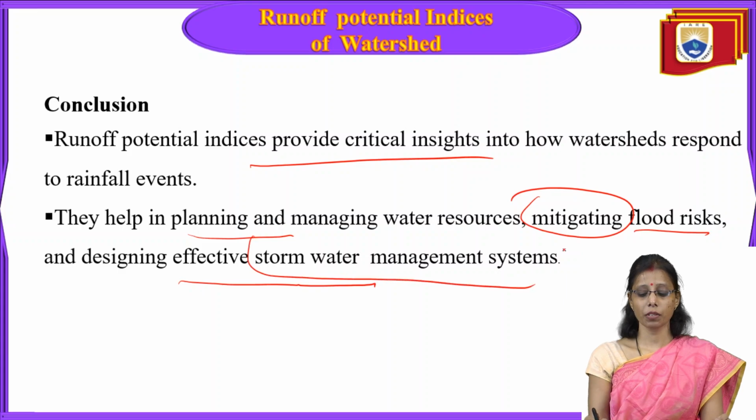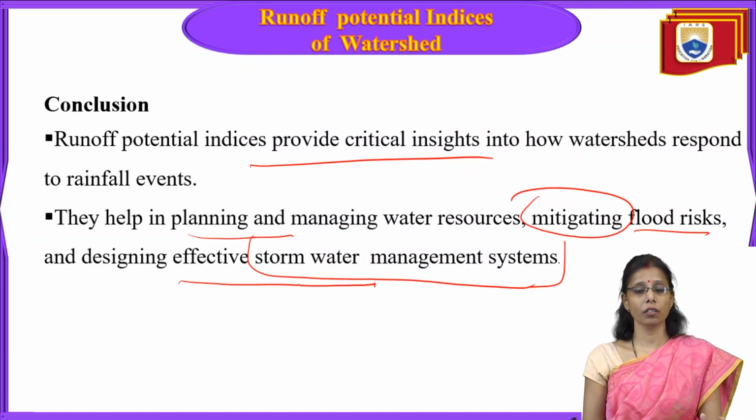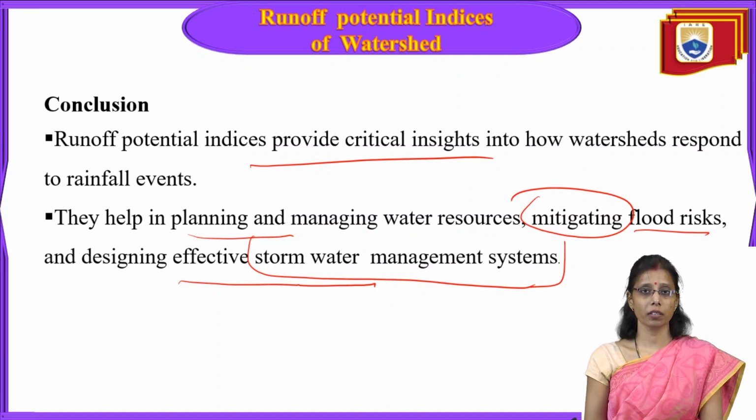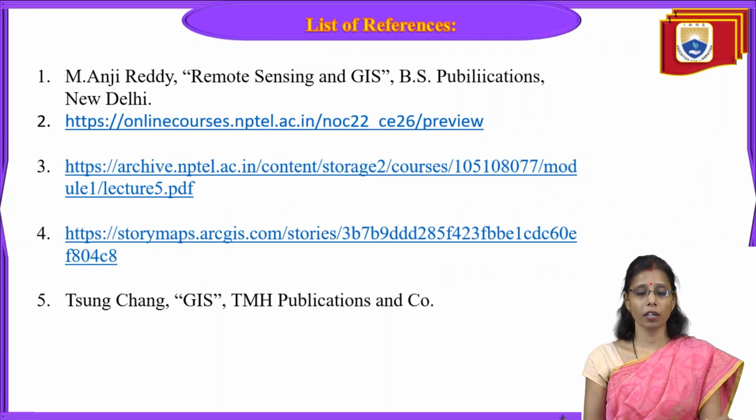Even a stormwater management system we can set up wherever the water flows and the flood risk chances are more. There we can mitigate those areas, and whenever a flood or storm occurs, we will try to solve the issue in such cases, and we can avoid the losses in such regions. Human loss and property loss can be avoided based on these runoff potential indices, if we get to know about the runoff conditions of such areas. So this was the topic about the runoff indices.